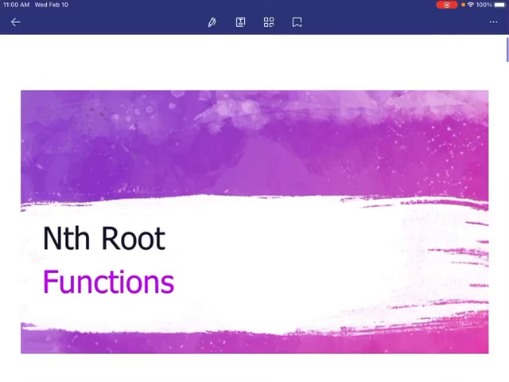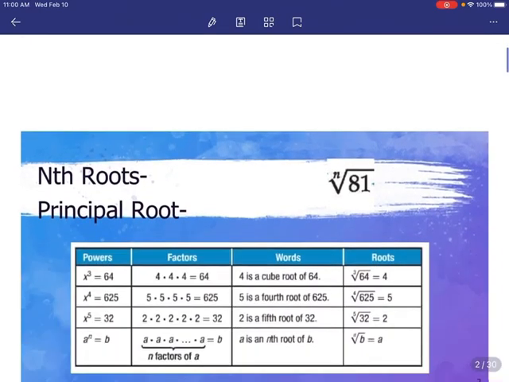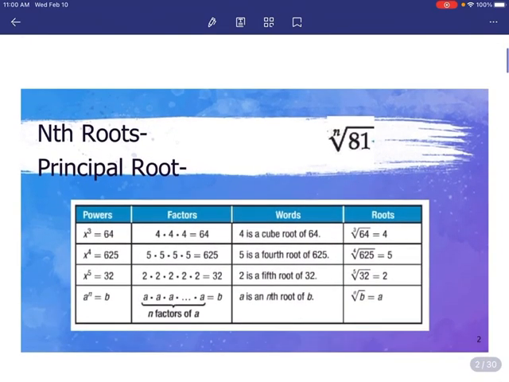So today we're going to look at our nth root functions. When we're talking about an nth root, basically what we're talking about is all other types of roots, including our square roots, but these could also be third roots and fourth roots. So we're not just dealing with strictly square roots anymore. So let's look a little bit at what these might look like.